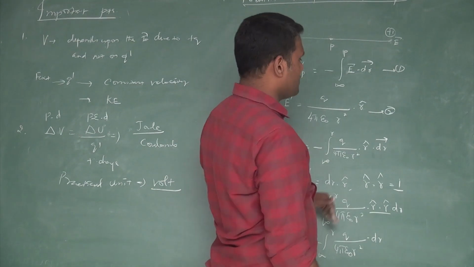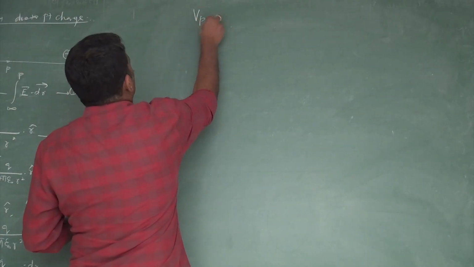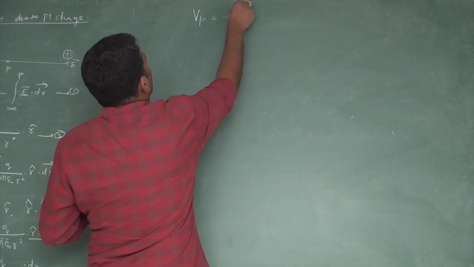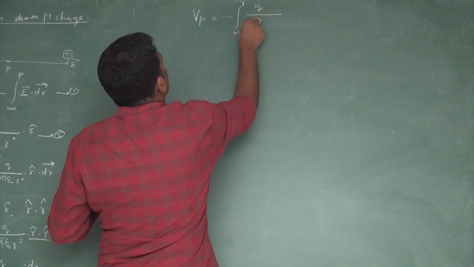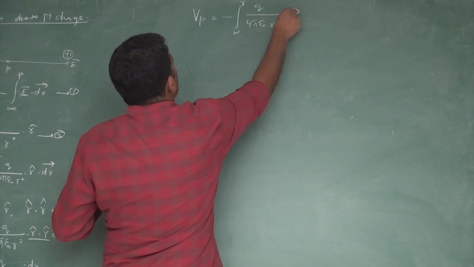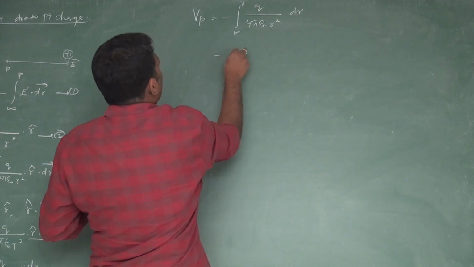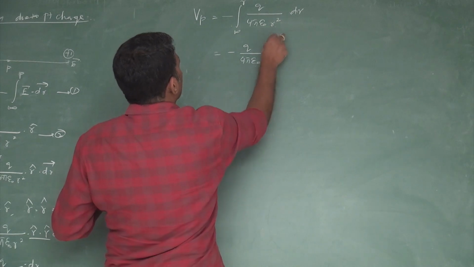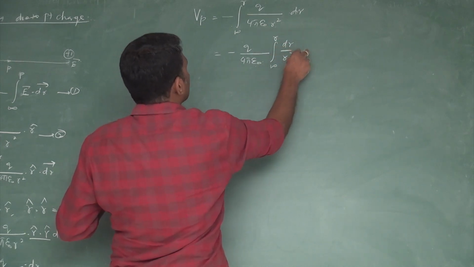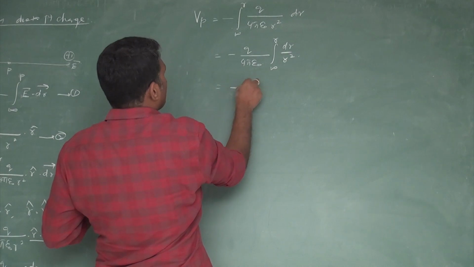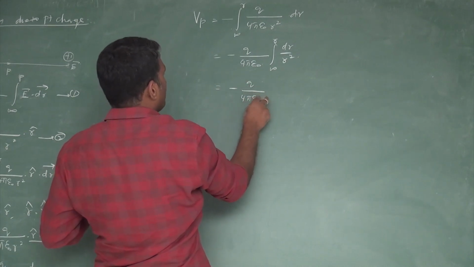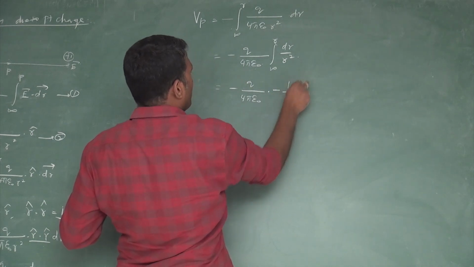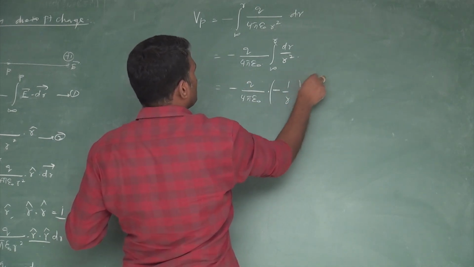Now this integration must be simplified. So the potential at the point P is Vp equals minus integral from infinity to r of q divided by 4 pi epsilon naught r square into dr. I can take q and 4 pi epsilon naught out: integral from infinity to r of dr divided by r square. This can be taken as minus of q divided by 4 pi epsilon naught. Integral of dr by r square is minus 1 divided by r between the limits infinity to r.